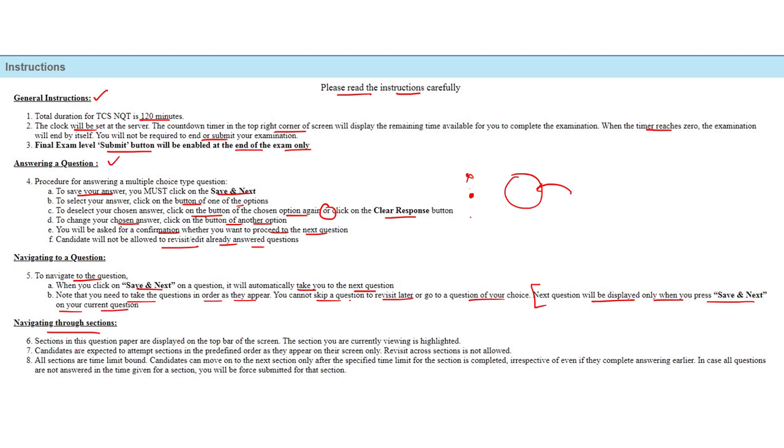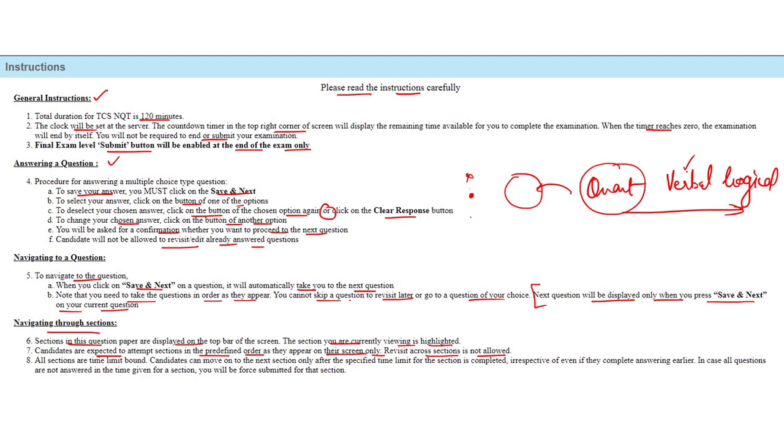Now, navigating through sections. Sections in this question paper are displayed on the top bar of the screen. The section you are currently viewing is highlighted. Candidates are expected to attempt sections in the predefined order as they appear on the screen only. Revisiting across sections is not allowed. So if quant is first, then verbal, and then logical, you have to attempt the sections in the same order. You cannot go for verbal first and then quant. You have to appear for quant first, then verbal will automatically start, and then logical will start. So you need to be careful.